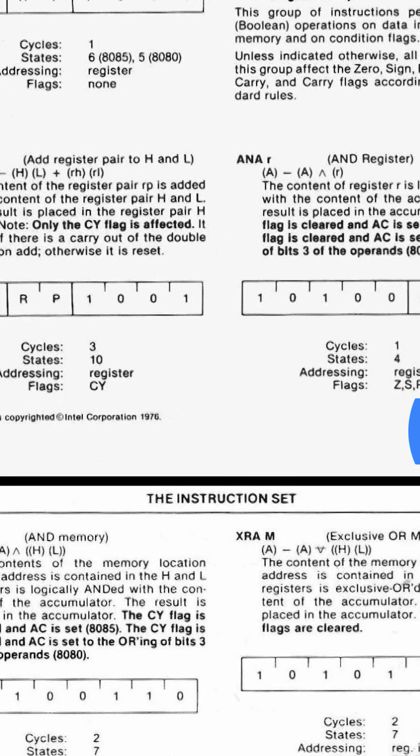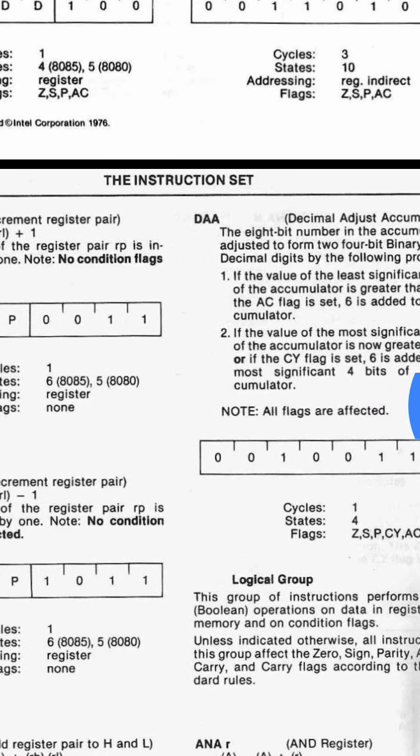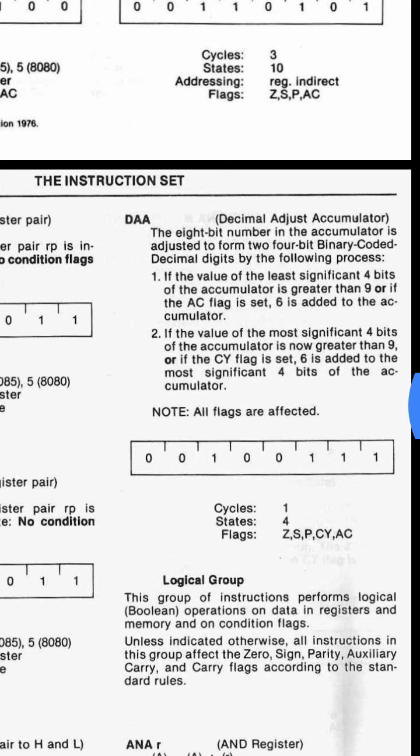Another important instruction is the DAA. This is a very important instruction. You have to perform it whenever you perform BCD addition. DAA means decimal adjust accumulator. Whenever the 8-bit number in the accumulator is adjusted from 4-bit binary coded decimal digits, then what will happen if the number is greater than 9 and less than or equal to 15, this instruction must be performed.